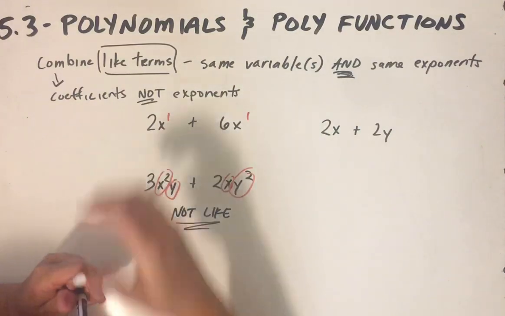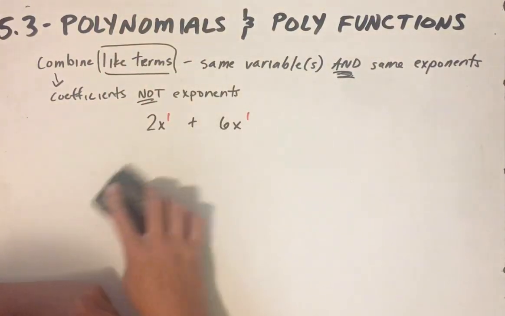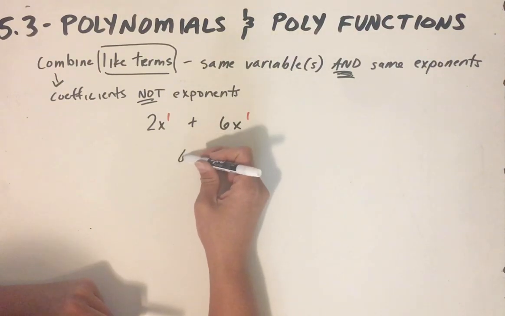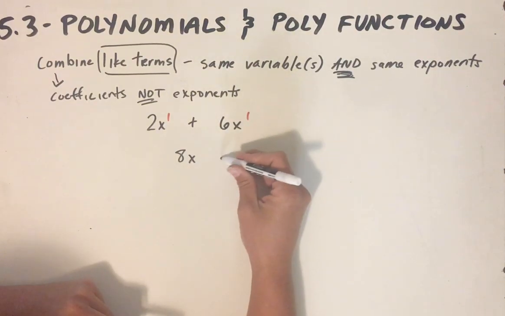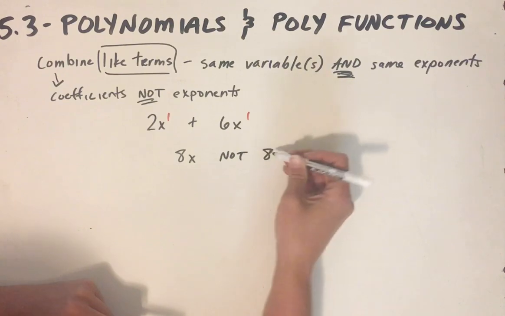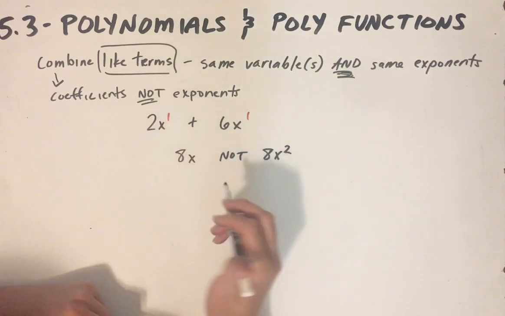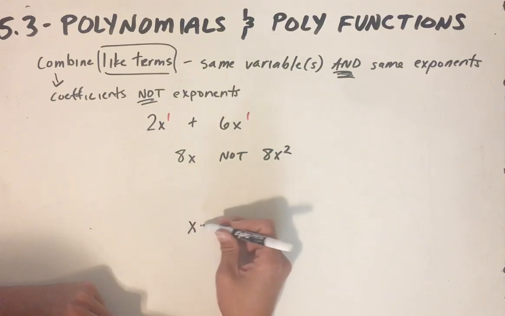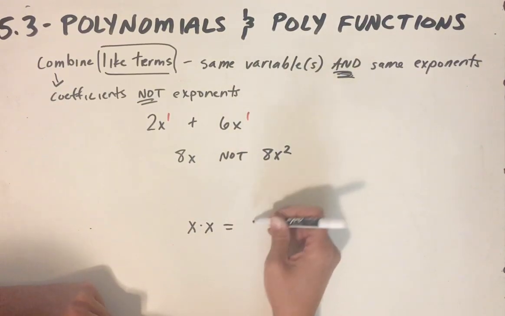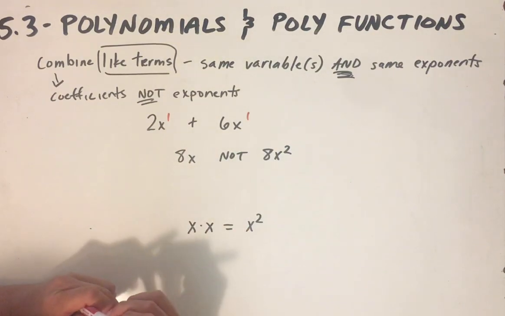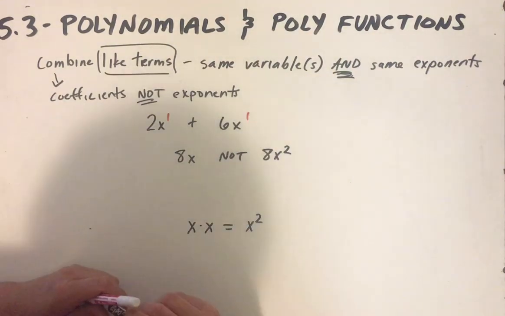Okay, so I could go into y here, but we said these were like terms. So when I combine these, this is going to be 8x. It is not going to be 8x squared. And this is why the relationship of these x's is not multiplication. Remember that exponents are an abbreviation for multiplication, but these x's are not what's being added together. The coefficient is what's being added together.